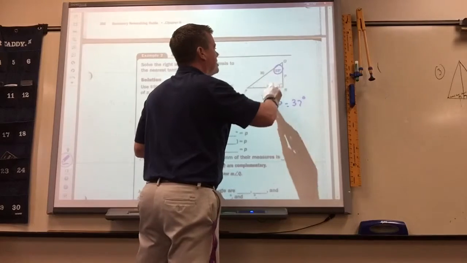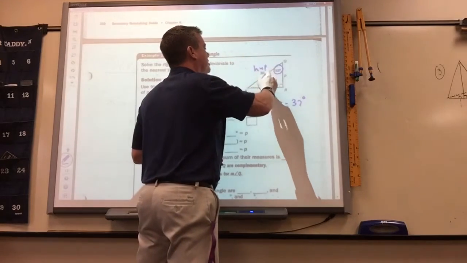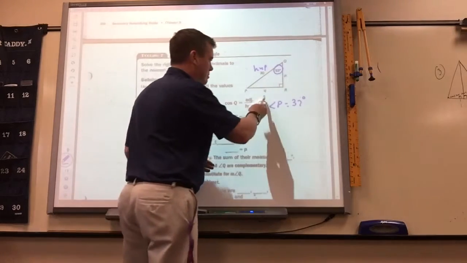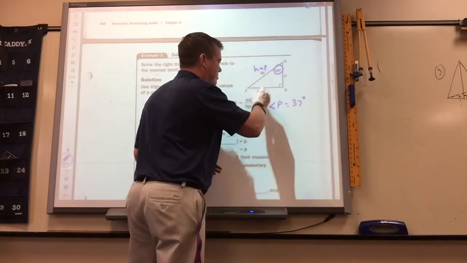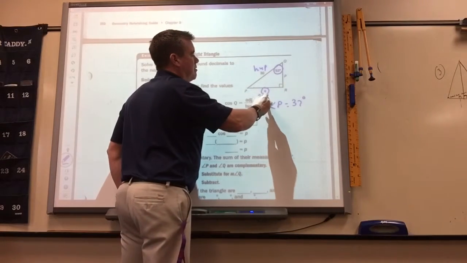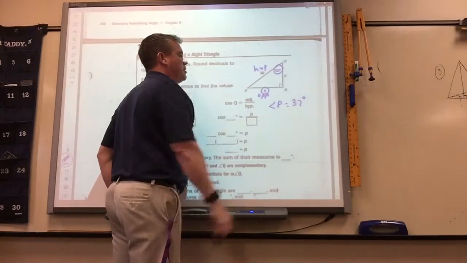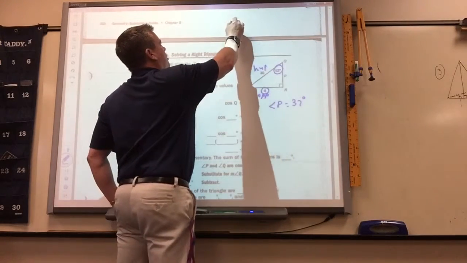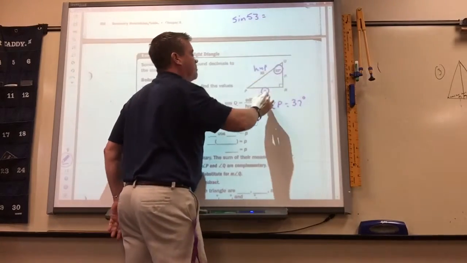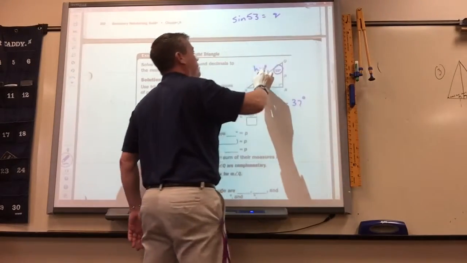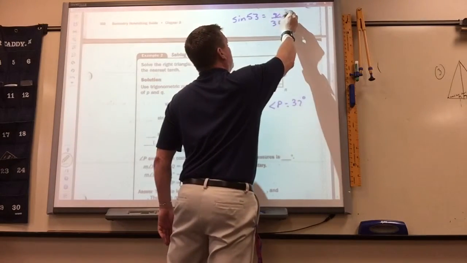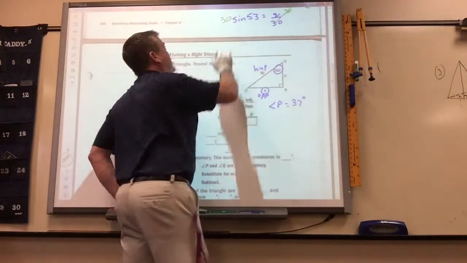Here's the angle given to us. The hypotenuse is given to us. So you just decide which one you want to find, Q or P. Q. I'm going to go with Q. So Q is opposite of 53. Opposite and hypotenuse is sine. So the sine of 53 equals the opposite, Q, over the hypotenuse, 30. And then you solve it. Take it times 30, times 30.